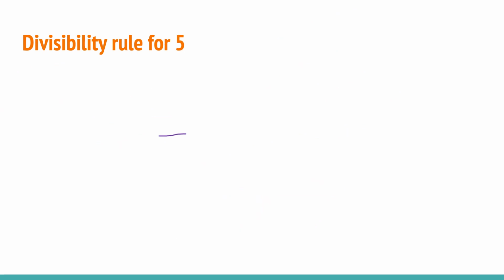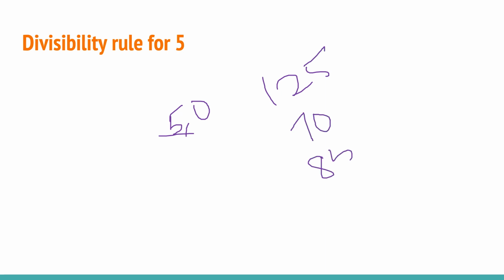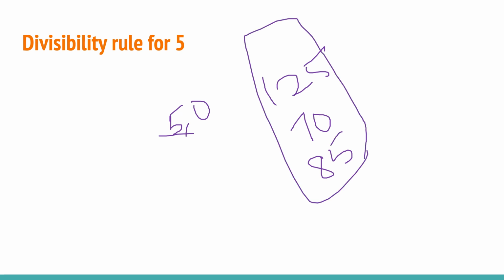Divisibility rule for 5. It is very simple. If the unit digit is 5 or 0, then the number is divisible by 5. For example, 125, 70, 85. So these are some of the numbers which are divisible by 5, right? Let us move on to the next question.